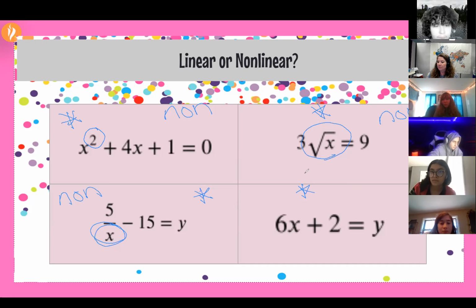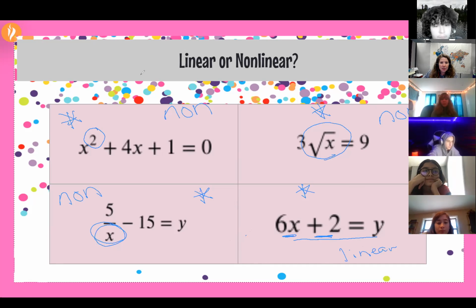Linear or nonlinear? This one is linear. In fact, this is written in slope-intercept form. Y equals mx plus b. So this is definitely linear. It's in our slope-intercept form. Okay. All right, guys, guess what?